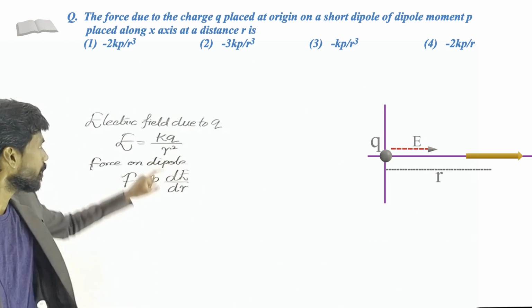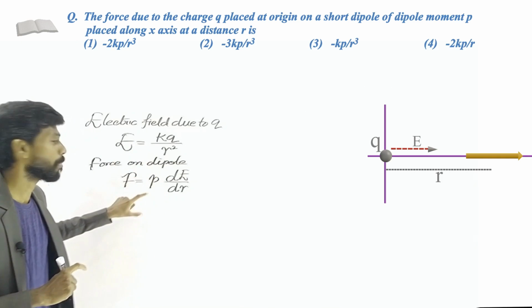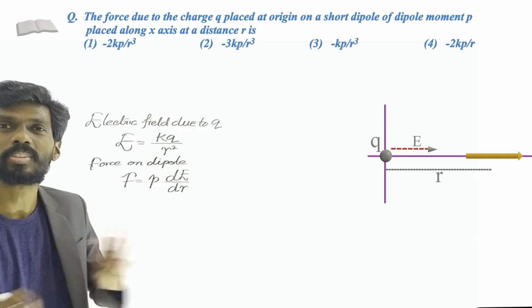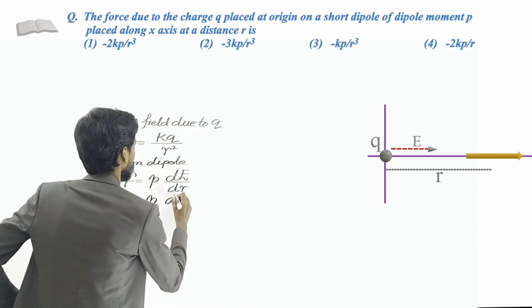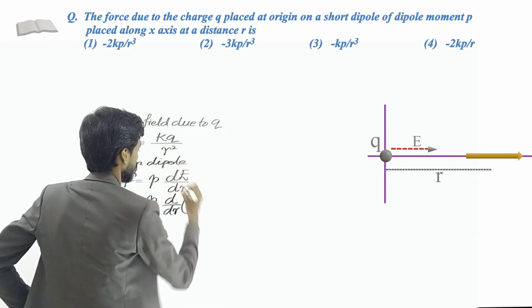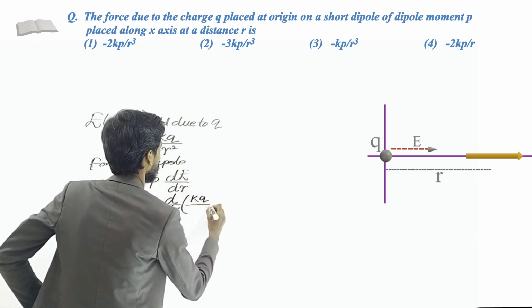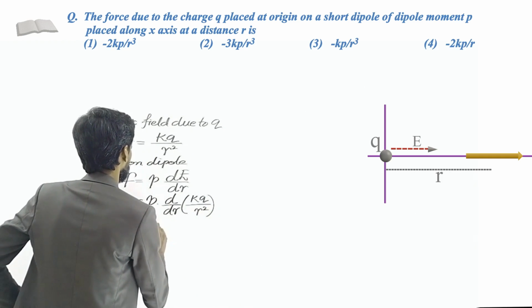E is known, so this is the value of E. If you simply differentiate, the derivative of that multiplied by P will give you our required force. That's all, very simple. So this is simply P multiplied by d by dr of this electric field, kq divided by r squared.